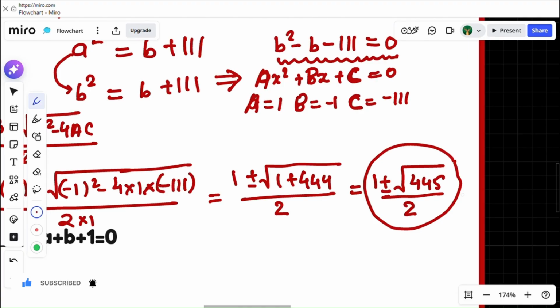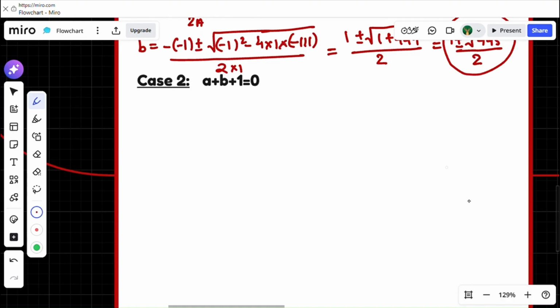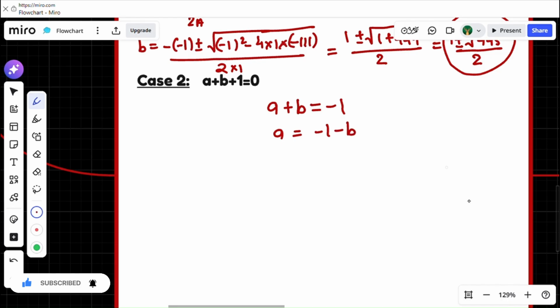Next case: a plus b plus 1 is equal to 0, and we can also say that a plus b is equal to minus 1, and also say that a is equal to minus 1 minus b, and we can put the value in the first equation.